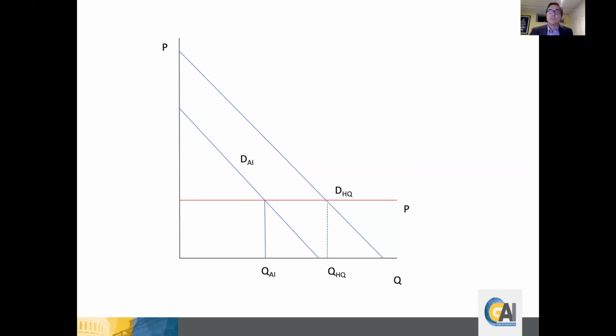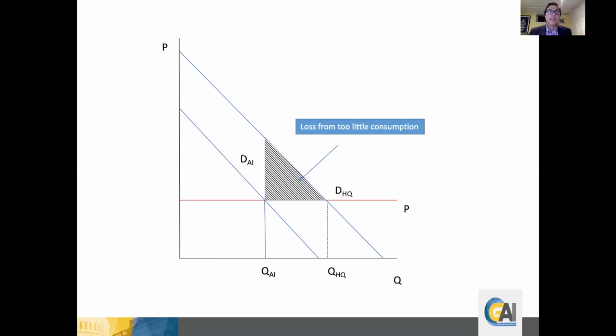And again, what's the consumer loss? Well, in this case, the consumer loss is this triangle, which represents the area of consumers from Q_AI to Q_HQ who don't consume because they don't have correct information, but who otherwise would consume in a world of full information. So these are losses we worry about: overconsumption and underconsumption.